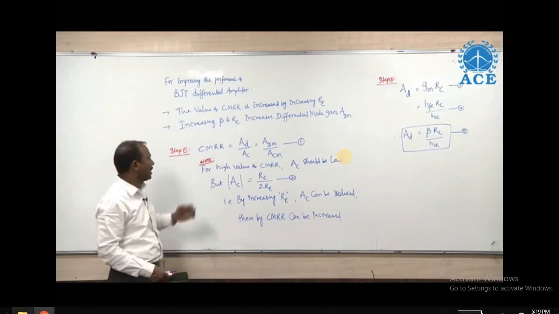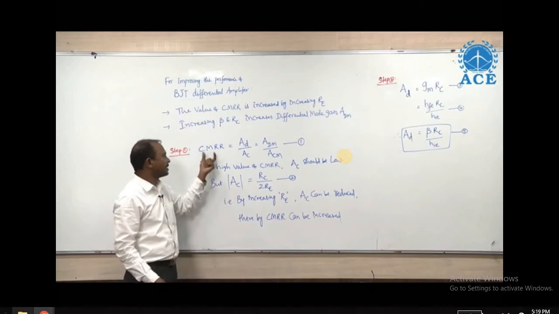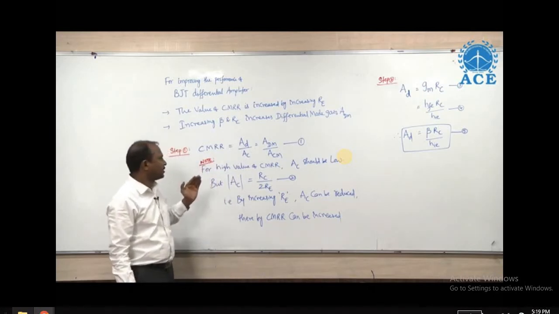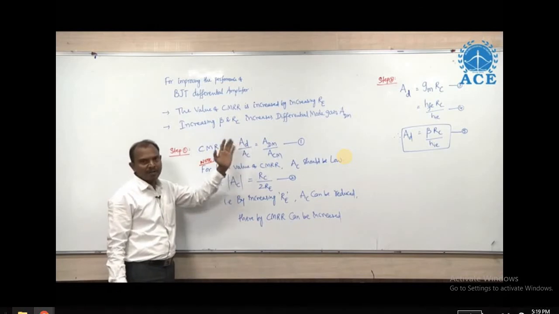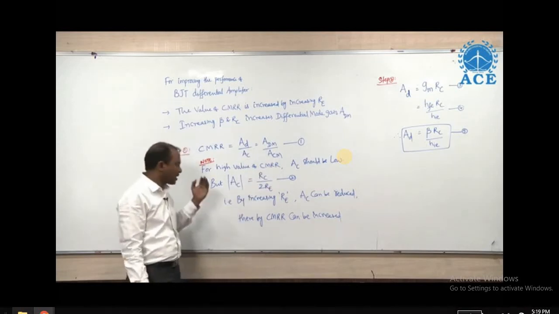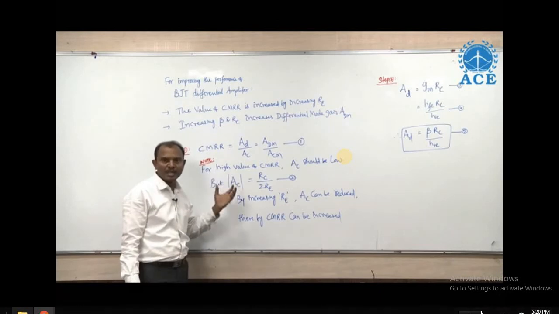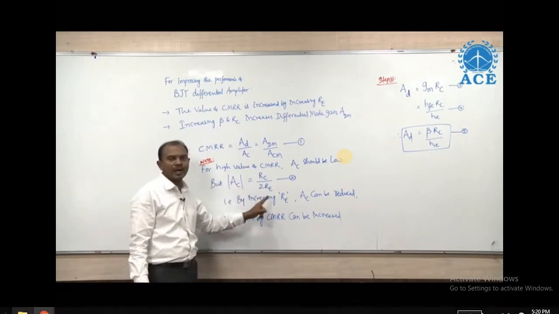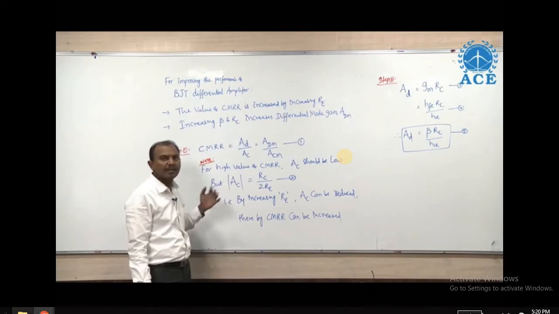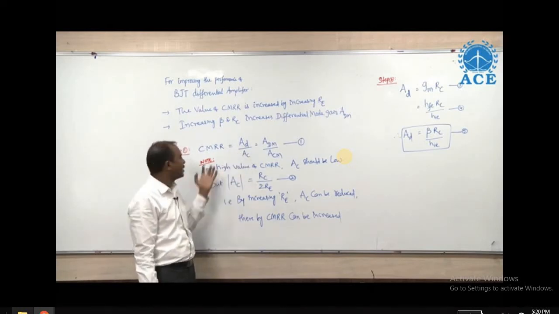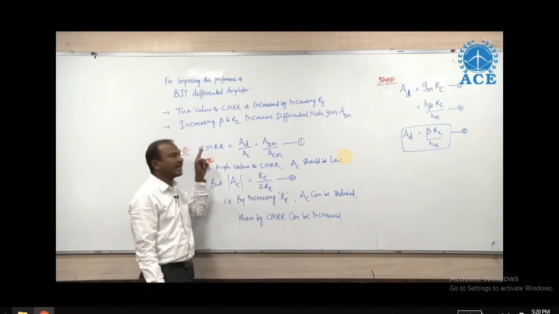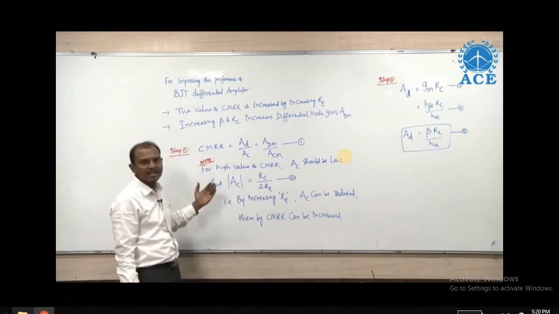Let us see how. We know in a differential amplifier, CMRR equals differential mode gain divided by common mode gain. For a high value of CMRR, from equation number 1, the common mode gain should be as low as possible. But common mode gain in a dual input balanced output differential amplifier is given by RC/2RE. That means by increasing RE, we can reduce the value of common mode gain. If you reduce the common mode gain, you can increase the value of CMRR. Therefore, by increasing the value of RE, we can increase the value of CMRR. That means statement 2 is correct.